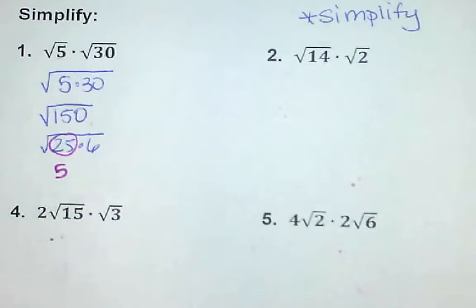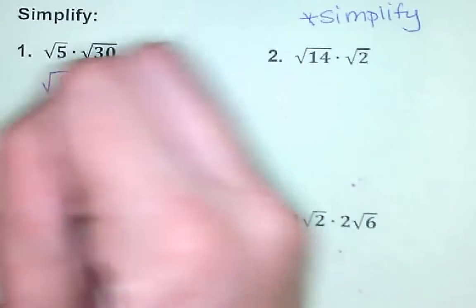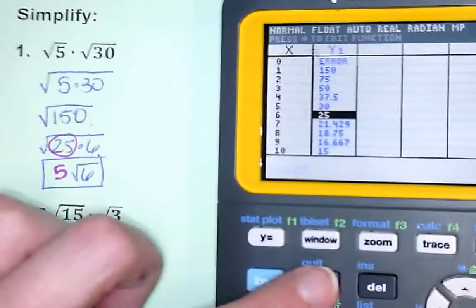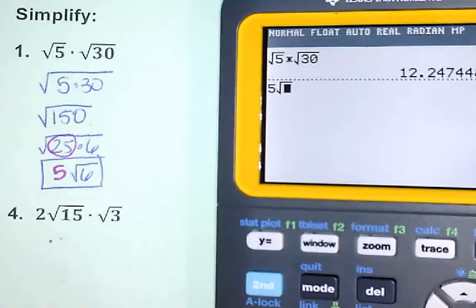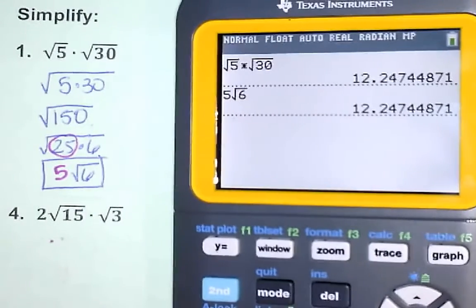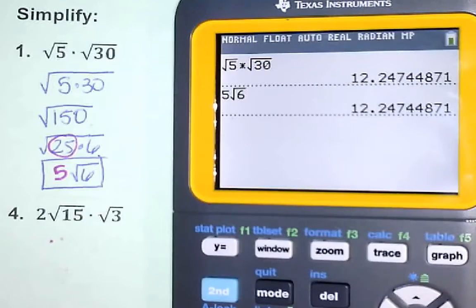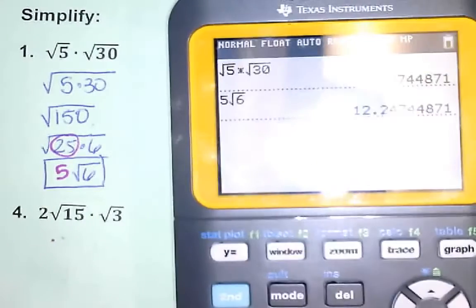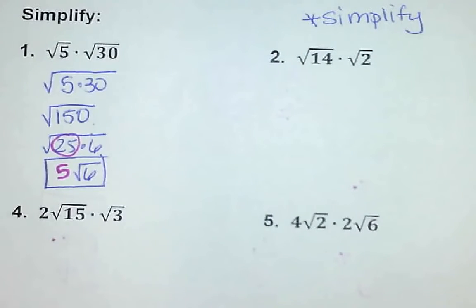How do I know if I'm correct? Let's go ahead and check this out. 5, not square root of 5, 5 square root of 6. Do I get the exact same weird, nasty looking decimal? I absolutely do. All right, do you guys feel good about that? So guys, really, when you are multiplying your radicals, it's not that different. You're just multiplying the outside by the outside and the inside by the inside.